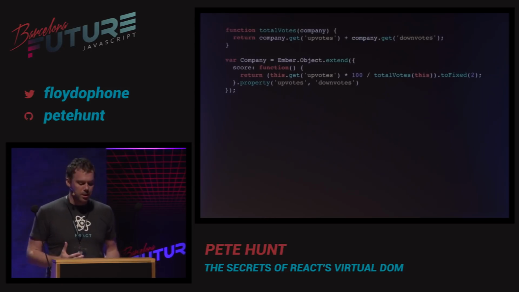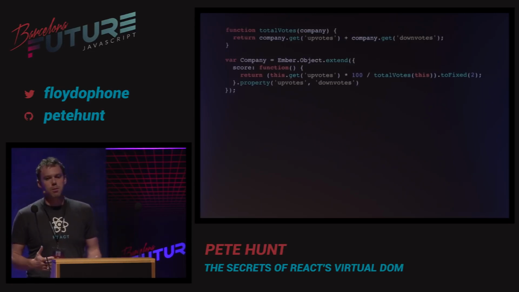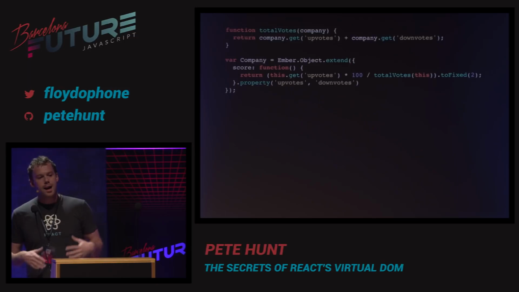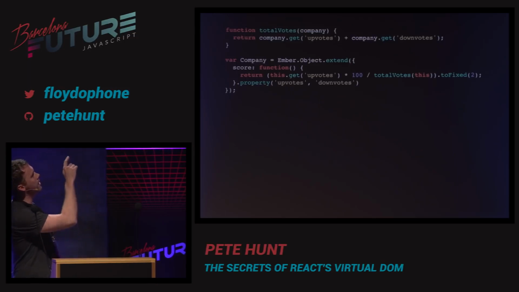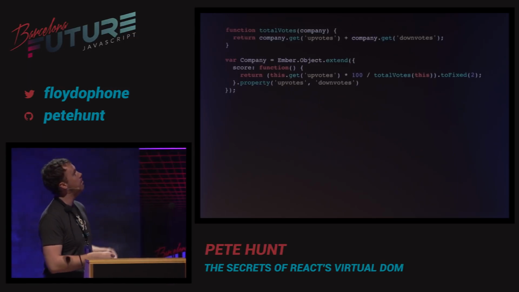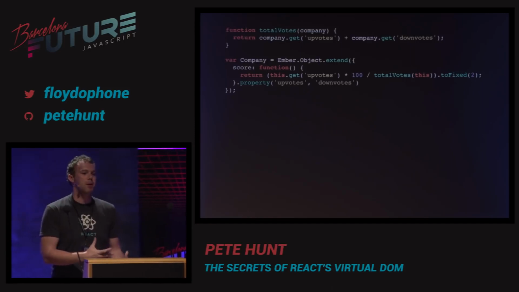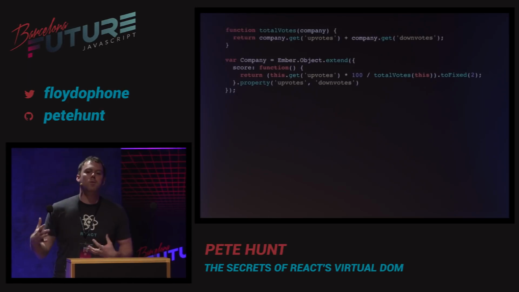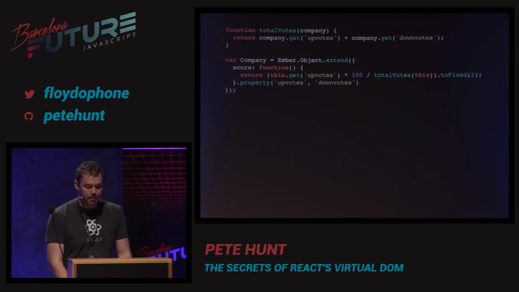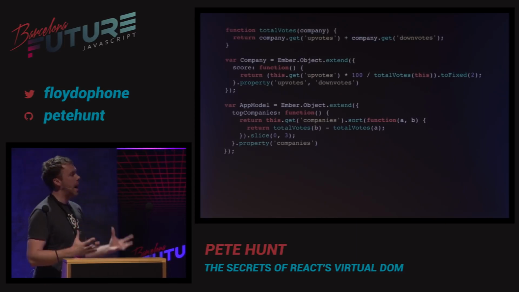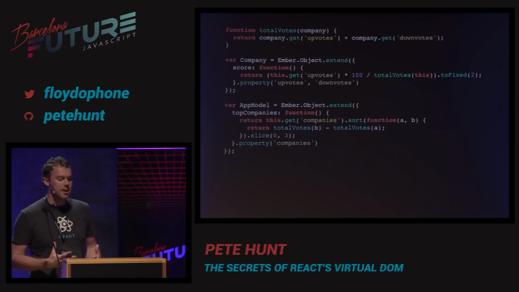And the way that we compute that is we divide the number of upvotes by the total number of votes, and we convert it to a percentage. Now, take a look at this .property right there. That indicates that it's a computed property. And this tells the system, hey, whenever the upvotes or the downvotes change, make sure that we recompute this score computed property. And when that score computed property recomputes, it will update the DOM as well, because it has things observing it as well.